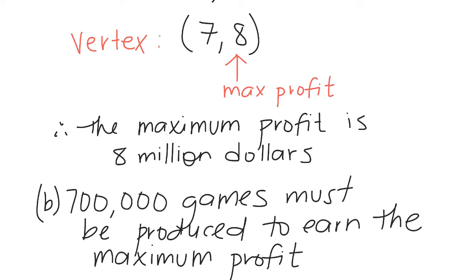So we can state that 700,000 games must be produced in order to earn the maximum profit. For part C, we're asked to determine the break-even points for the company. And you were provided with a hint that in order for a company to break even, its profit must be 0. So this is a point where the company is not making money, but they're also not losing any money.